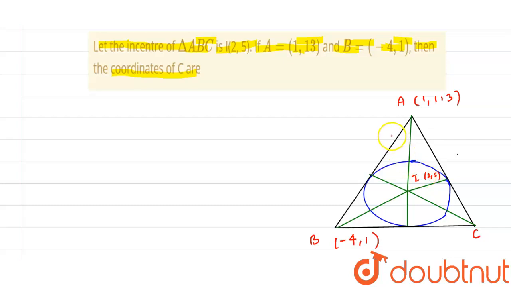We know that the incenter is made by the angle bisectors of the triangle. So this means that this angle is A by 2, and this is also A by 2. If this is B by 2, this is also B by 2. Similarly, this is an angle bisector, so this is C by 2 and this is also C by 2. And this is the center, and this is R, the radius. This is also the radius, and this is also R, the radius.